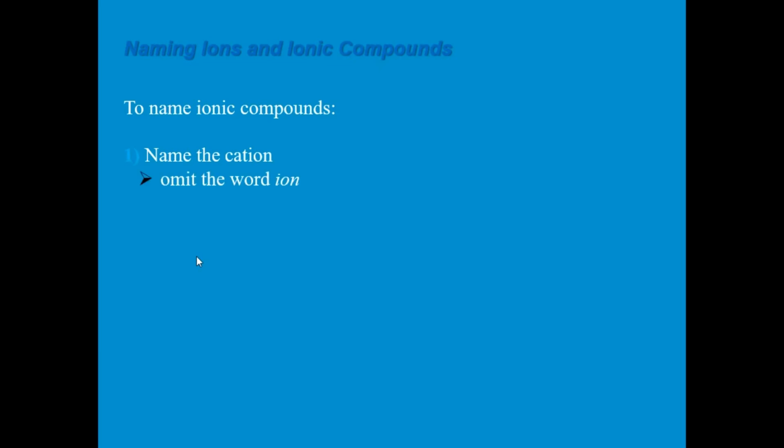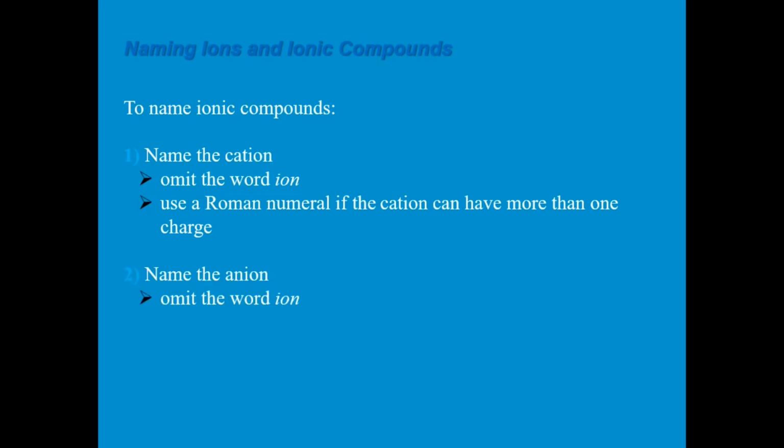Name the cation. Omit the word ion. Use a Roman numeral if the cation has more than one charge. Name the anion. Omit the word ion. So NaCN is sodium cyanide.